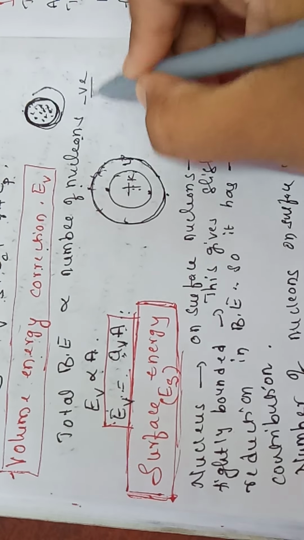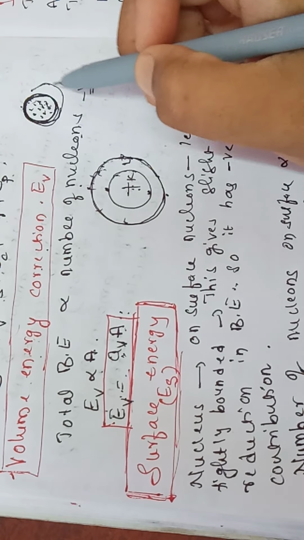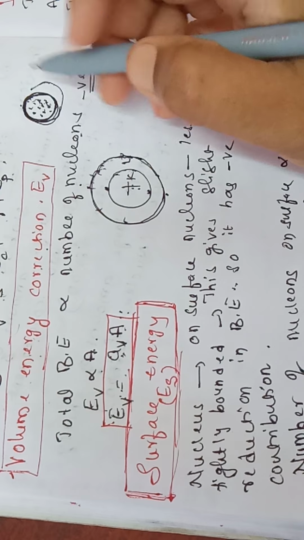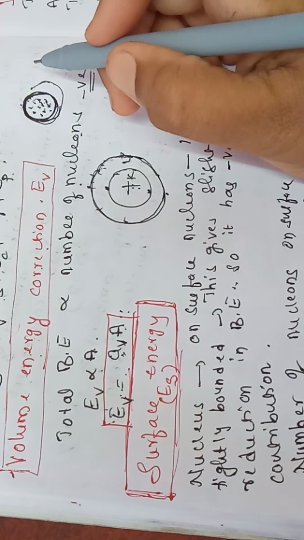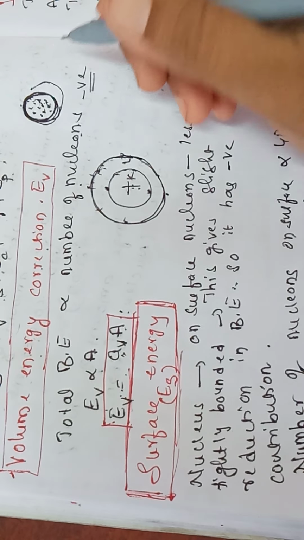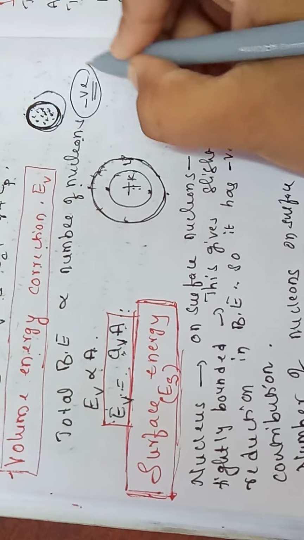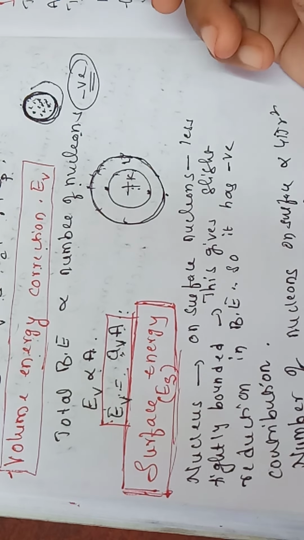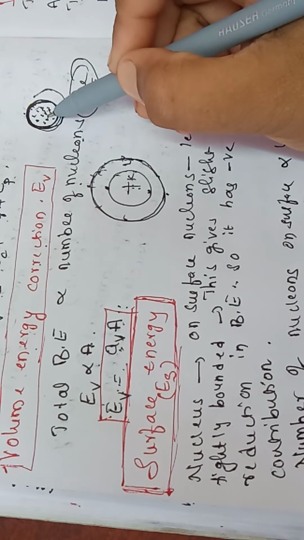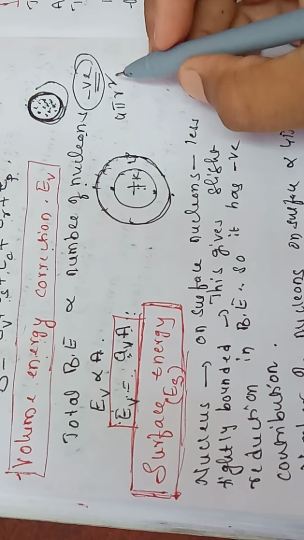Why are we taking negative terms? Because as the nucleons residing near the surface of nucleus are less tightly bound, there will be slight reduction or decrease in binding energy. Alright? So binding energy is taken with a negative term due to reduction in binding energy. So now the number of nucleons will be proportional to the surface area 4 pi r square, or we can say r square.